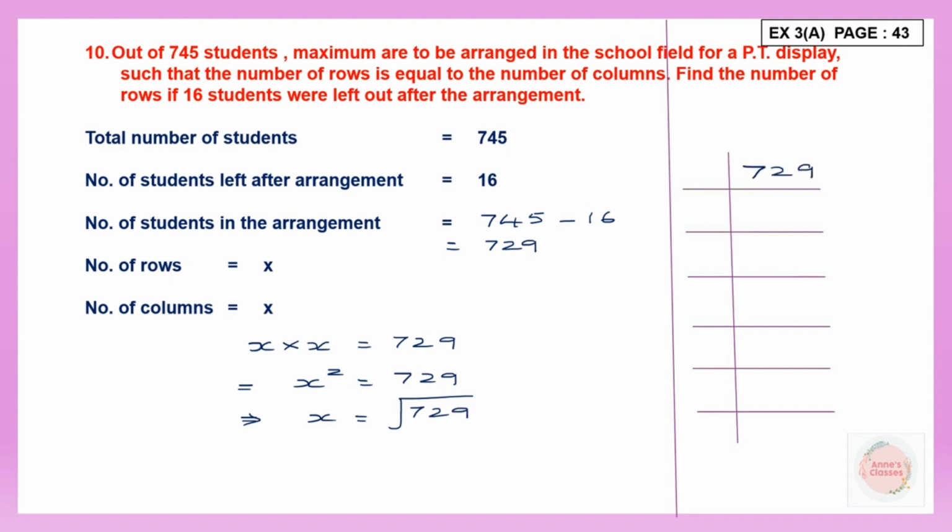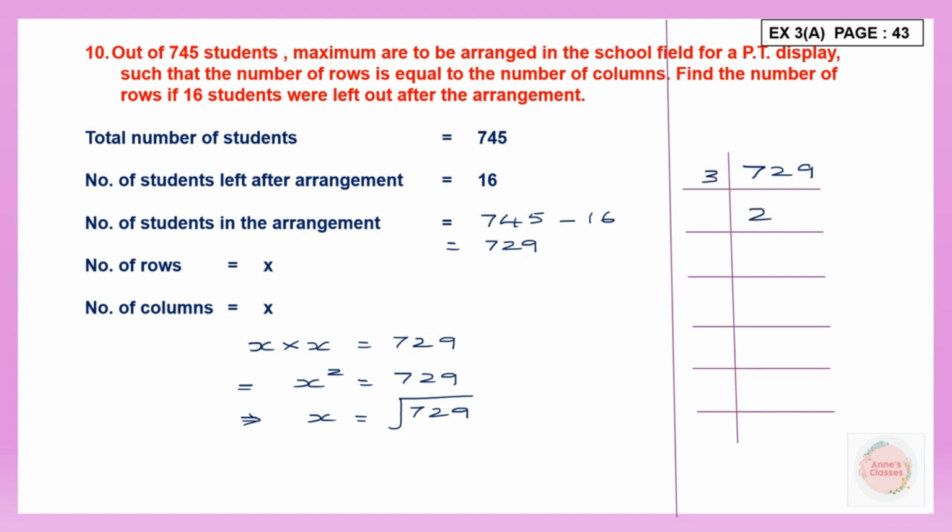729. Now what is this number divisible by? It's not divisible by 2 because it is not an even number, it's an odd number. Is it divisible by 3? Now what is the test for 3? You add it up. 7 plus 2 is 9, 9 plus 9 is 18, 18 is in the tables of 3, so this is divisible by 3. So let's divide this by 3 and see.